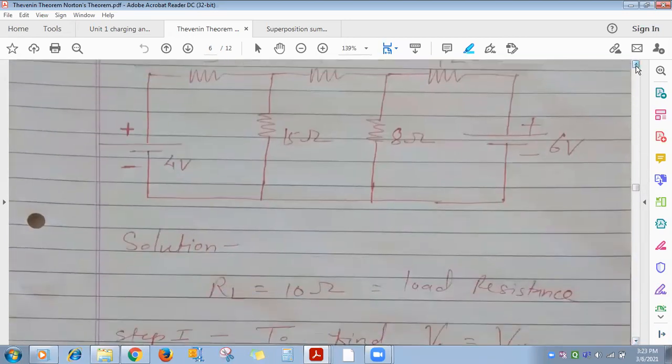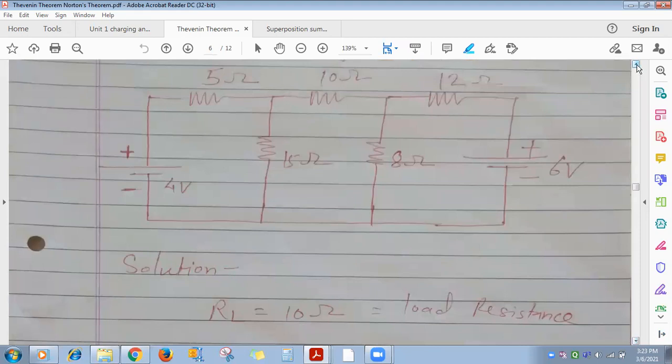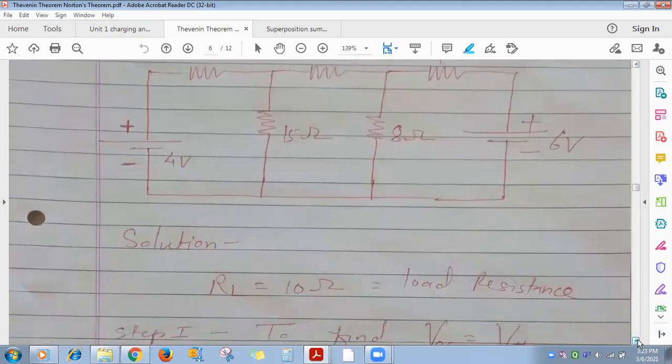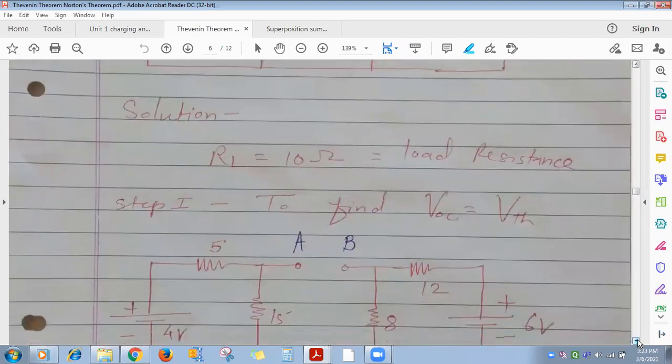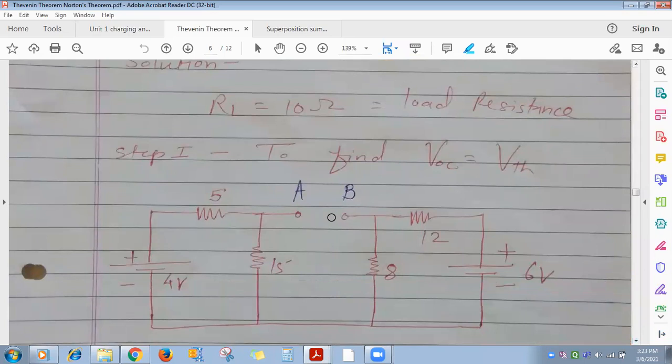What is the first step? Finding VAB, the voltage VTH between RL. Correct. To find out VTH or VOC, for that, remove load resistance RL and draw the circuit.